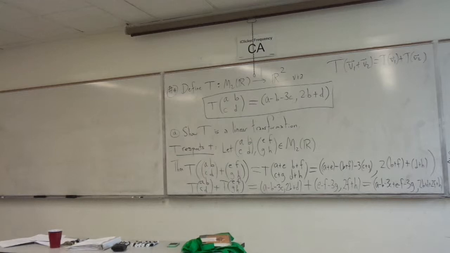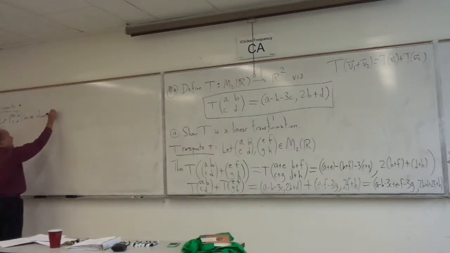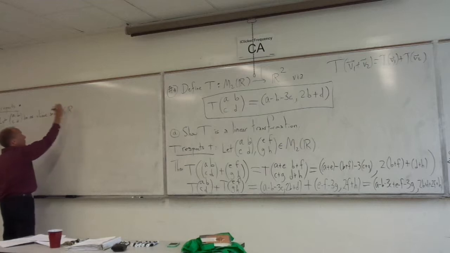What's the second part we have to do? Scalar multiplication. I have to check that T respects scalar multiplication. Exactly. Okay, just two parts, just like subspaces. So how do you want me to start this one off? Let A, B, C, D be as above, and K be a scalar. Okay, let A, B, C, D be as above, and K is my real number.